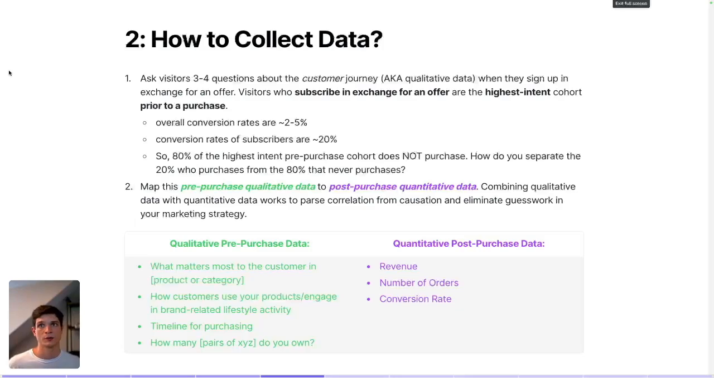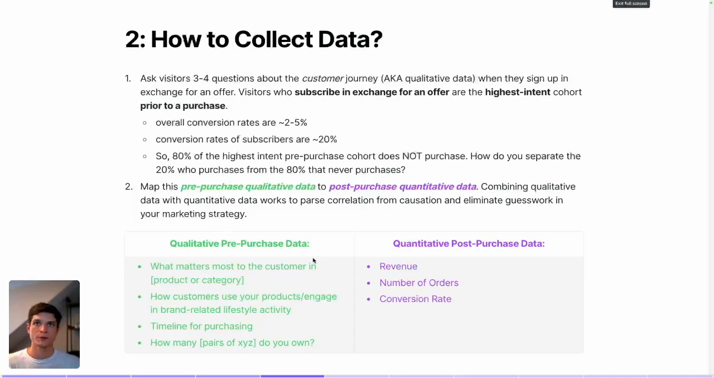Secondly, mapping this pre-purchase data or qualitative data to post-purchase quantitative data is how we can begin to separate correlation from causation within patterns in the data. And you need to be able to separate correlation from causation because that's how you eliminate guesswork in marketing. If you don't isolate causation within patterns in the data, then it's pretty easy to find patterns in anything, and it's not actionable for marketing.